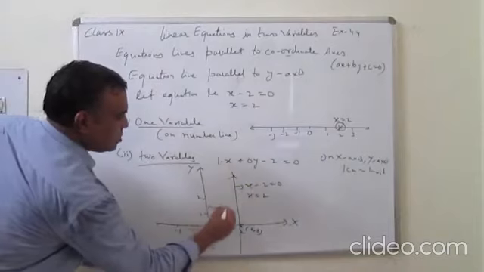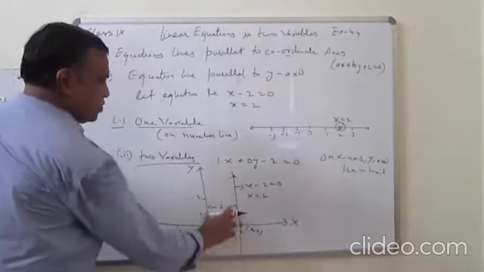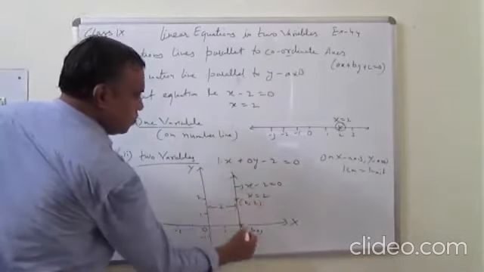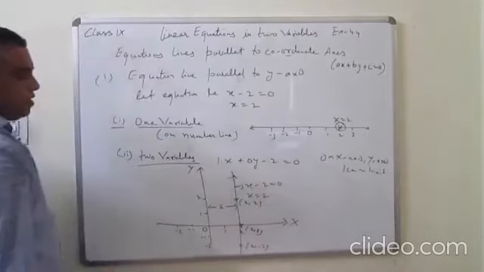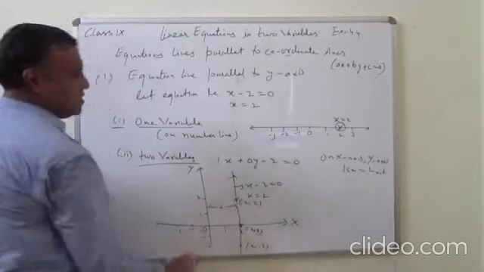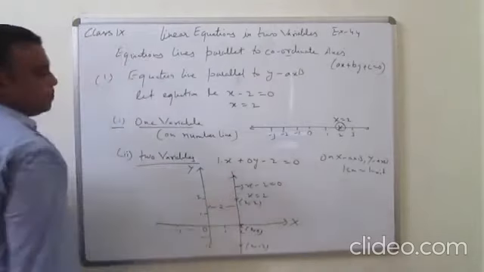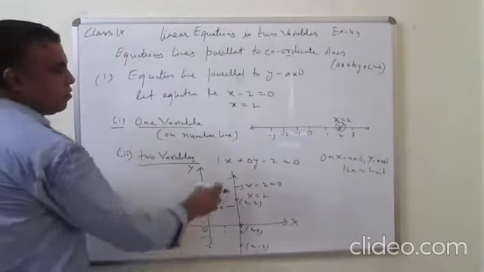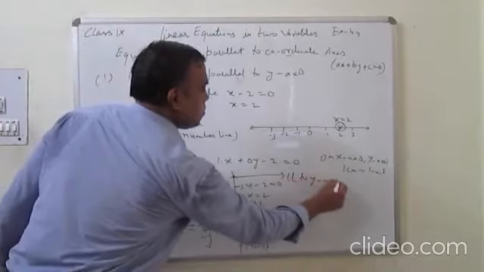This distance is 2. You see here the distance 2 is fixed. (2, 0) is fixed. This point is called (2, 2). This point is called (2, minus 2). So the x coordinate is fixed, that is 2, and the y coordinate is changing. So this is the line passing through x equal to 2 and y is 0, and it is parallel to the y-axis.